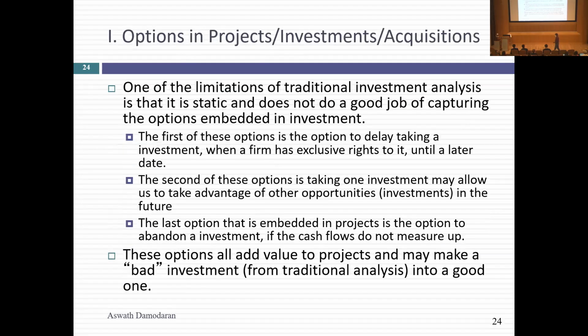So let's start with options in investment analysis. Somebody remind me again in corporate finance, how we think about a project.